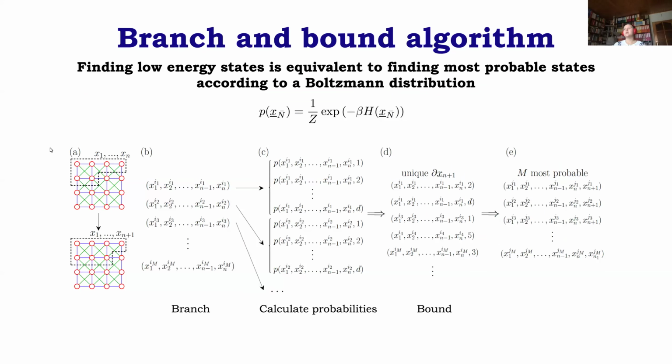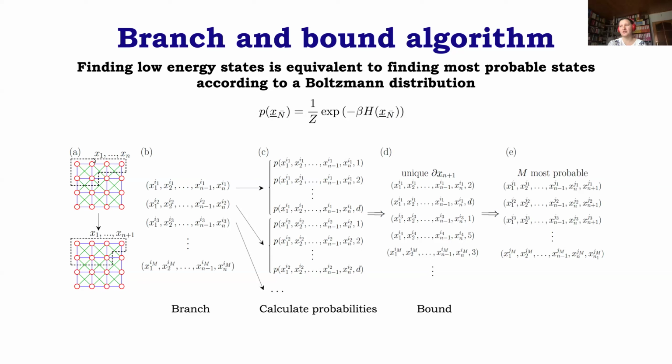And our goal is to identify low energy states from exponentially many possible spin configurations. We do this by finding the most probable states, like the most probable configurations according to a Boltzmann distribution at some inverse temperature beta. So we claim that finding low energy states is equivalent to finding most probable states according to a Boltzmann distribution. And we use a branch and bound strategy.